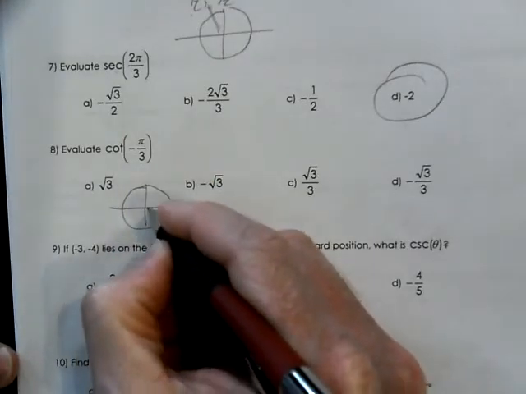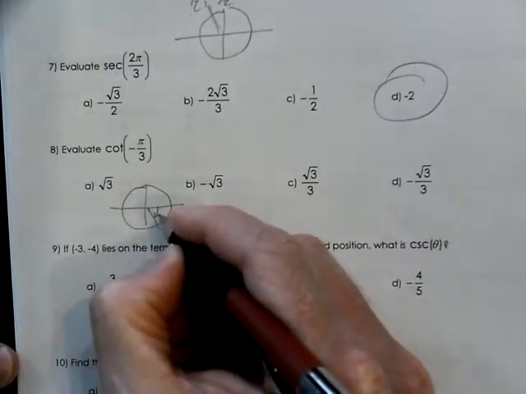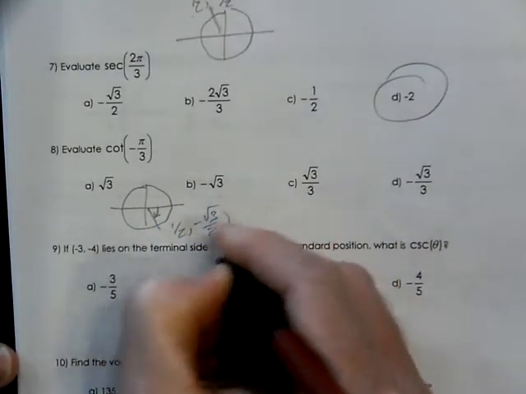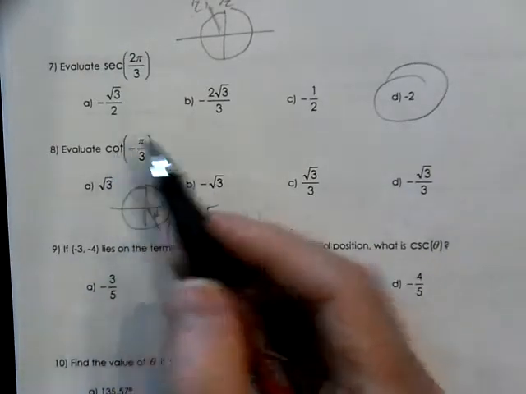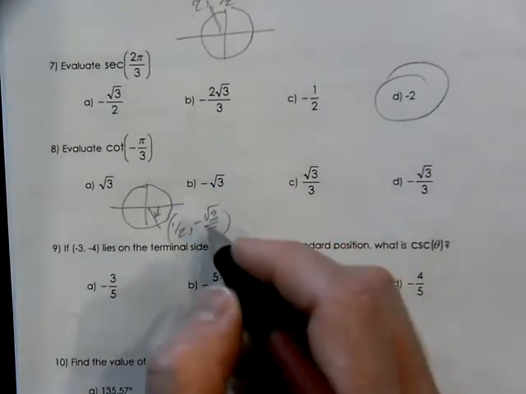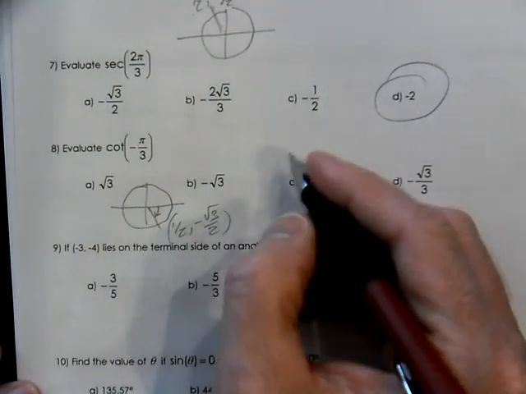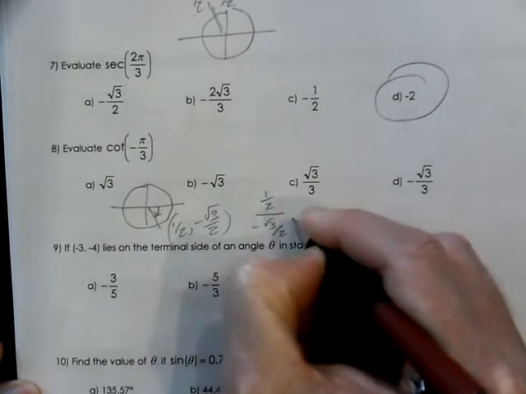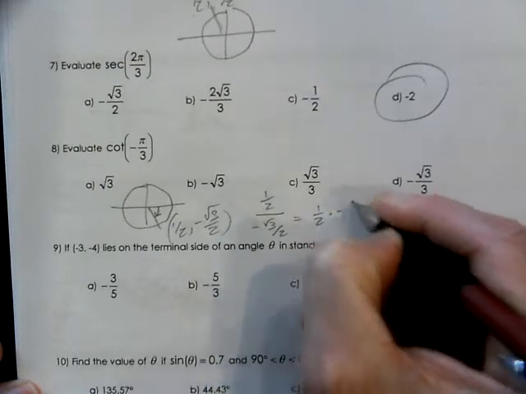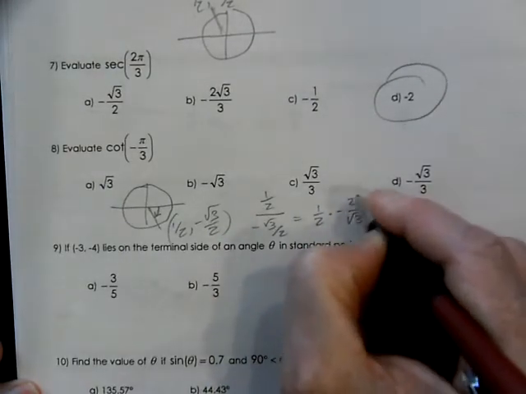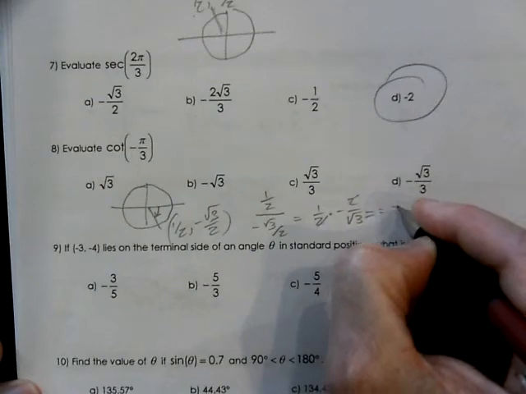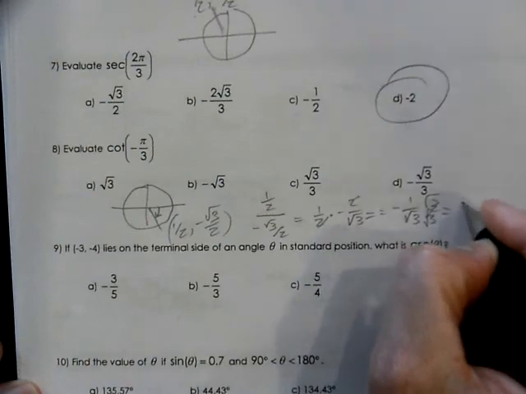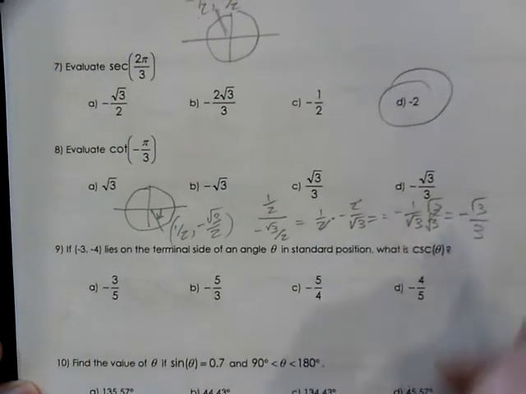Negative pi over 3 is going to be 1/2, negative root 3 over 2. And we want the cotangent. So we don't want sine over cosine. We actually want cosine over sine. So that's 1/2 times the reciprocal. So that's -1 over root 3. So when you rationalize the denominator, you get negative root 3 over 3.